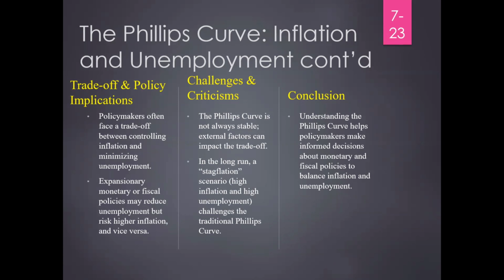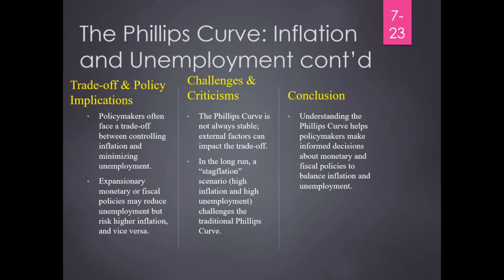Trade-offs and policy implications. Policymakers often face a trade-off between controlling inflation and minimizing unemployment. Expansionary monetary or fiscal policies may reduce unemployment but risk higher inflation, and vice versa. Challenges and criticisms: the Phillips curve is not always stable. External factors can impact the trade-off.